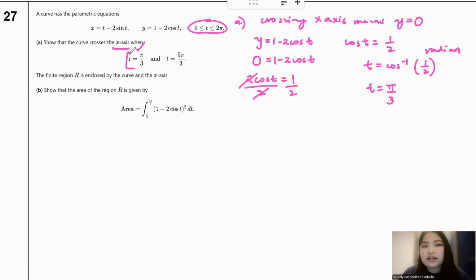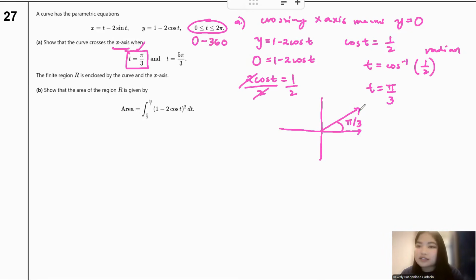But you're not yet done. What are you going to do? You're going to use the ASTC thing. That pi over 3 means that from the standard position, this is pi over 3. But there's another one because, you know, it's 0 to the whole 360. There's another one because your cos is positive. Therefore, in A, S, T, C, this side is also included because cos is positive here.